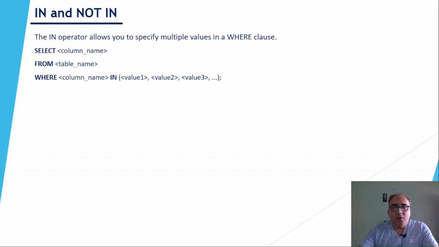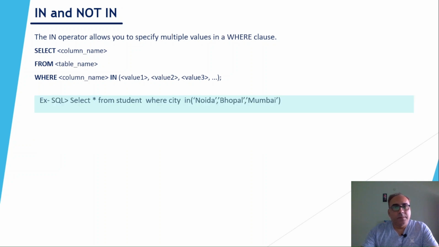So the IN operator allows you to specify multiple values in a where clause. Using the IN operator within a where query, we can specify multiple values. Let's look at the syntax. Select column name or asterisk from table name where column name IN, and within brackets you can specify multiple values. Let's look at the example.